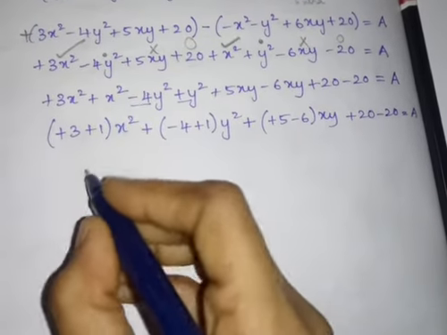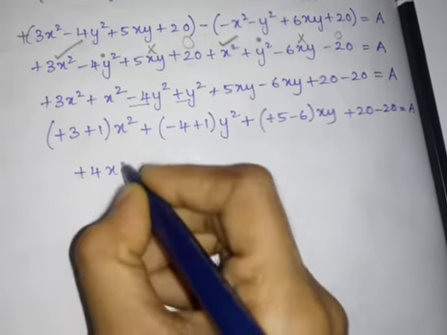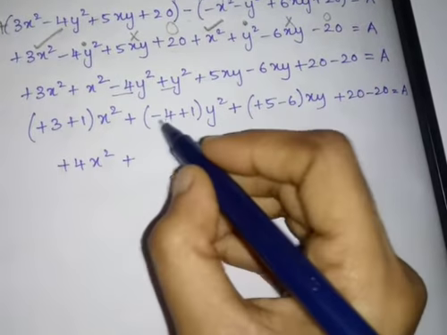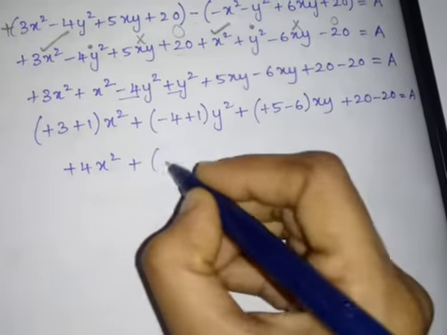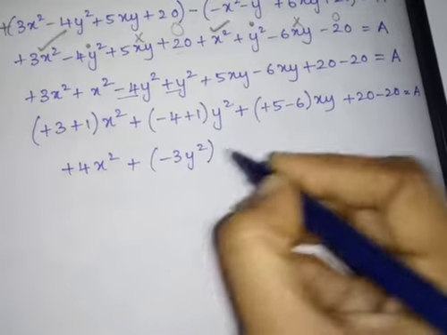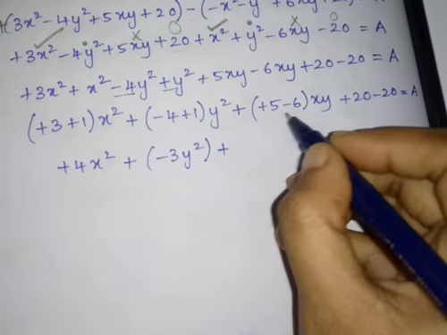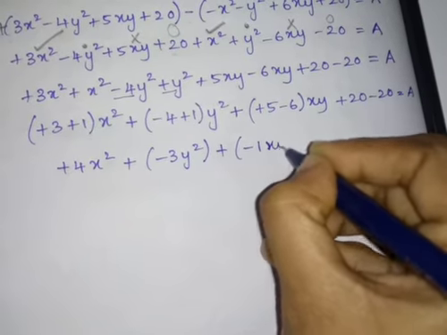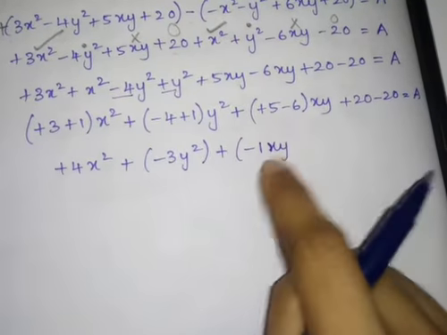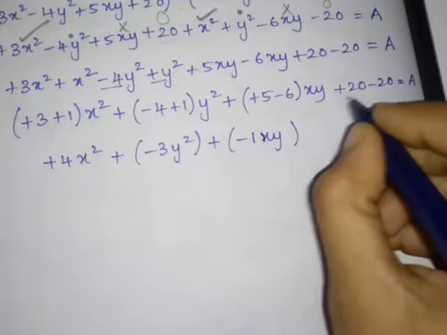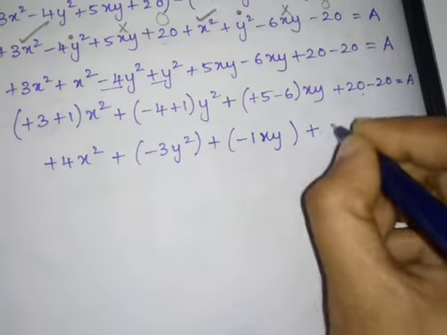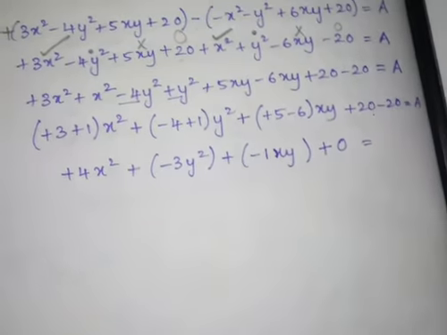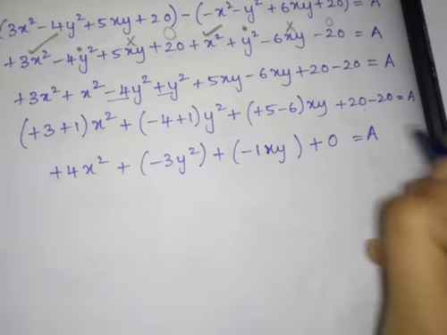Plus 3 plus 1 is plus 4x square. Next, minus 4 plus 1 is minus 3y square. Then plus 5 minus 6 is minus 1xy. Plus 20 minus 20 is plus 0, equal to capital A.